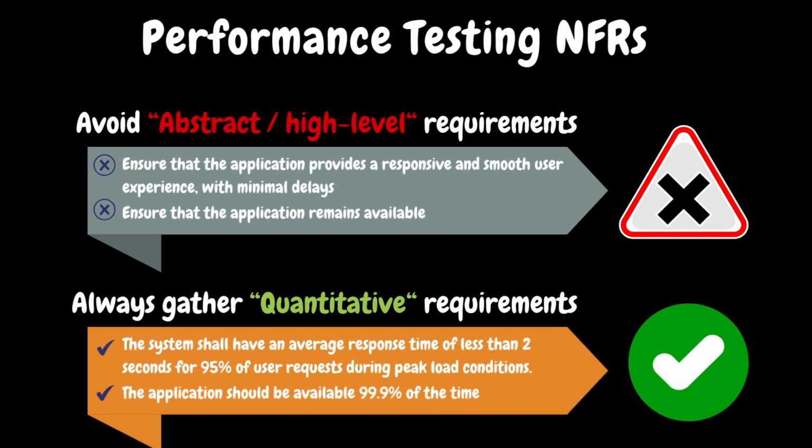The system shall have an average response time of less than 2 seconds for 95% of user requests during peak load conditions. That means the client is expecting less than 2 seconds of response time for 95% of their user requests. Another example, the application should be available 99.9% of the time. Here, they have clearly mentioned that the system should be available 99.9% of the time. Gathering such quantitative requirements will provide clarity in evaluating a system's performance and determining whether it meets its performance objectives.